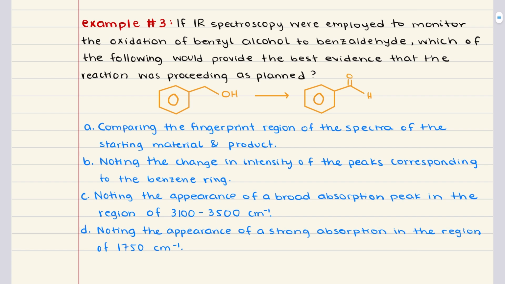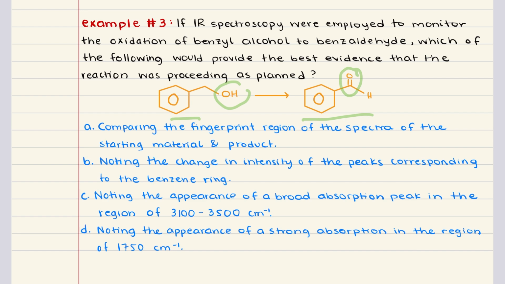Problem 3 says, if IR spectroscopy was used to monitor the oxidation of benzyl alcohol to benzaldehyde, which of the following would provide the best evidence that the reaction was proceeding as planned? Before looking at the answer choices, let's think about what's happening in this reaction. We're starting with benzyl alcohol, which has a hydroxyl group, and we're converting it into benzaldehyde, which has a carbonyl group, a carbon that's double bonded to an oxygen.